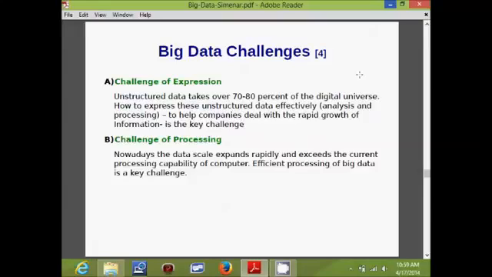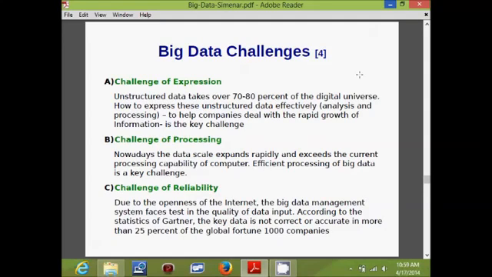The third challenge is related to the reliability of the data. Now, due to the openness of the internet, big data management systems face tests in the quality of the data input. When you use the available big data in order to make your analytics, how to judge the quality of the data that you use? How can you judge that the data you use is not fake? This is also a challenging issue.